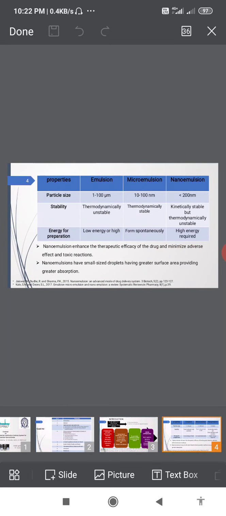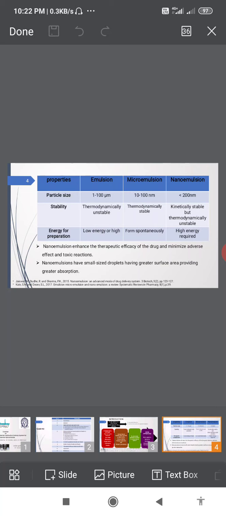Now we compare the emulsion, microemulsion and nanoemulsion. Comparing the particle size, regular emulsion has a 1 to 100 micrometer particle size, but microemulsion is from 10 to 100 nanometer, while in a nanoemulsion the particle size is less than 200 nanometer. If we compare the stability, the regular emulsion is thermodynamically unstable, but microemulsion is thermodynamically stable, and the nanoemulsion is kinetically stable but thermodynamically unstable.